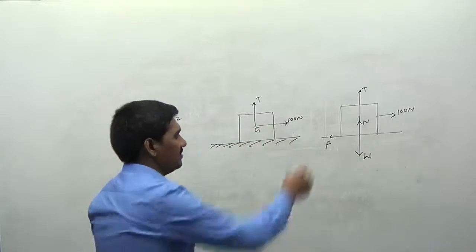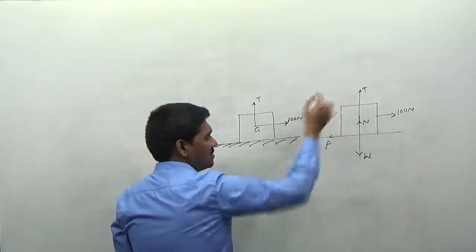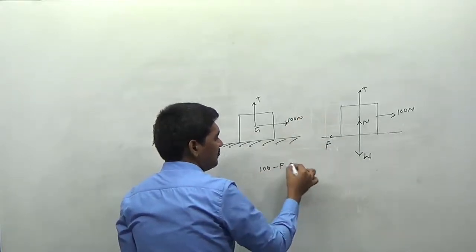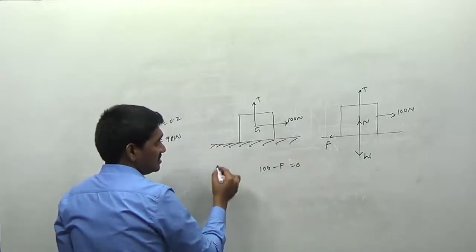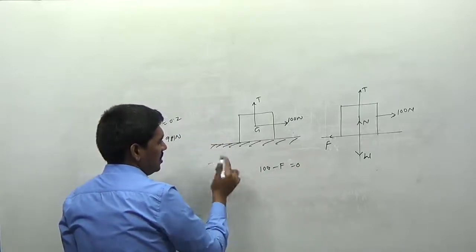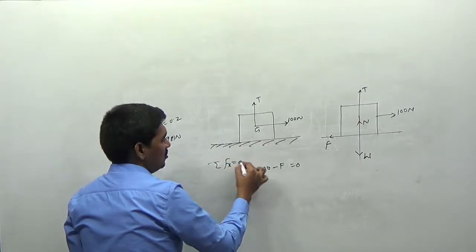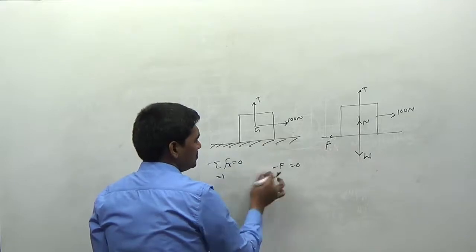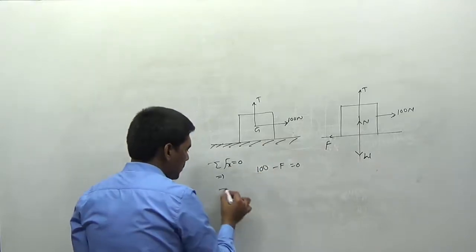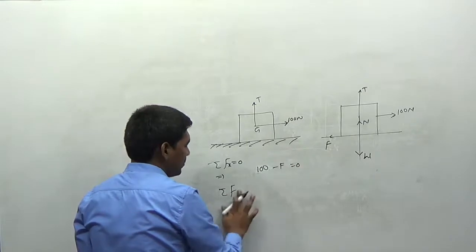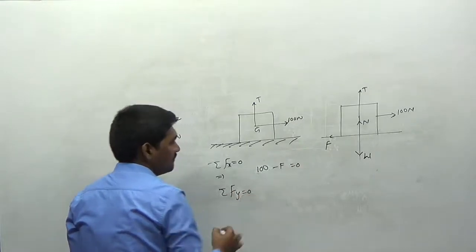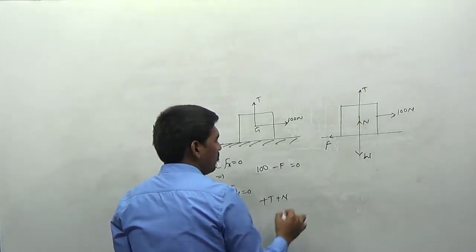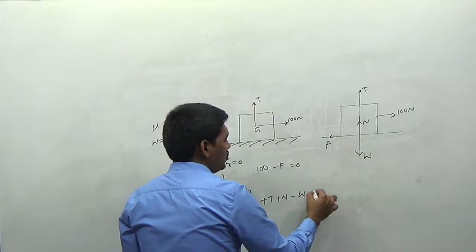Okay. Now see here, if you write sigma Fx equal to 0, I can write 100 minus F is equal to 0 here. And this is the equation which came from sigma Fx equal to 0, right? This is the balancing equation. Second equation I am writing, sigma Fy is equal to 0. So tension force is acting in upward direction, so plus T, normal force is acting in upward direction, plus N, minus W is equal to 0.